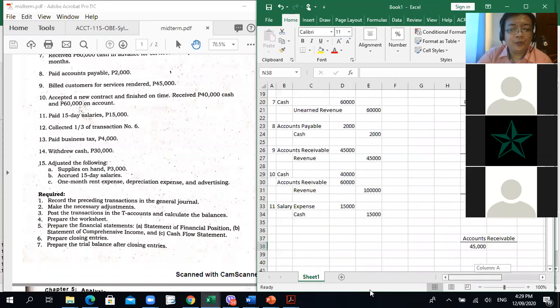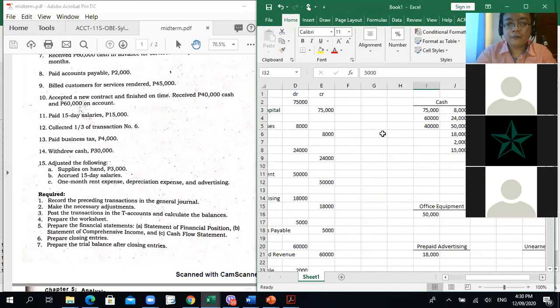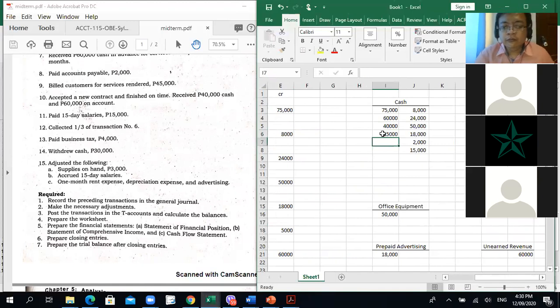Alright, take note of number 12. Okay, hindi siya related sa number 11, no? It should be related to number 9. Collected 1/3 of transaction for number 9. So meaning 45,000 divided by 3. How much that? Kasi 1/3, di ba? How much? Di ba 15,000? Alright. What is the entry? Debit? Cash? Correct? How much? 15,000. Alright. And credit also, sorry, accounts receivable of 15,000. Alright, so far, okay ha? So far, so good, no? So you have here 15,000 and also here 15,000.